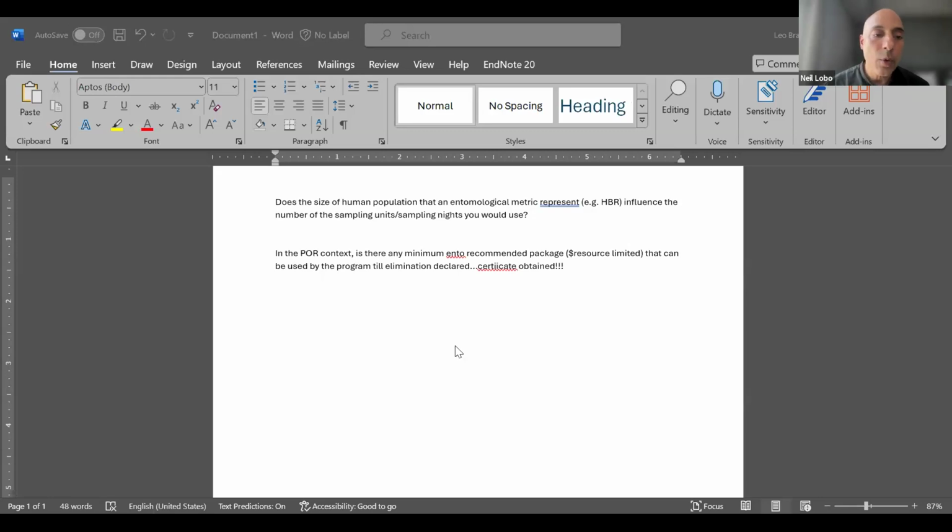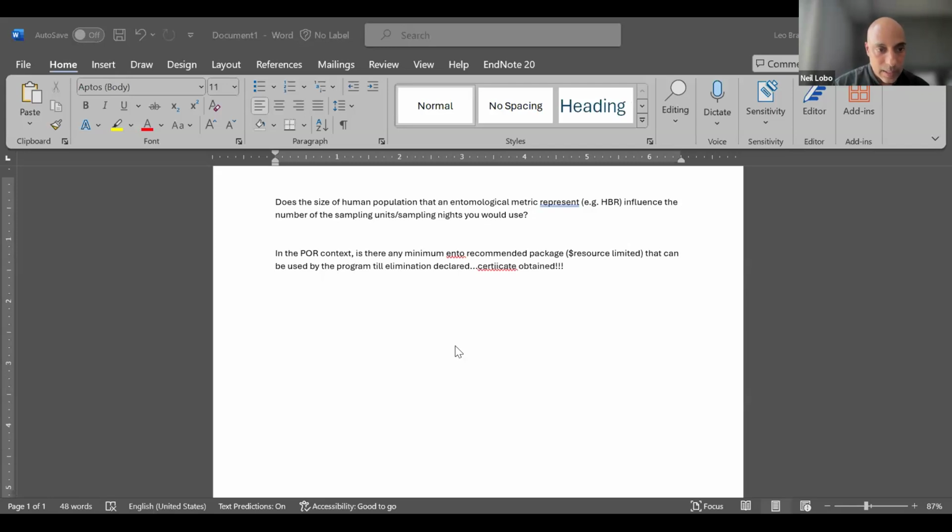So based on your question, what is your question? If in your question, the human population would impact your entomological metric, you would want to factor that in. Since we can ask multiple questions where this would actually impact or not impact, I would base it on the question. Look at your question and try and understand that. Again, the more sampling, the better.